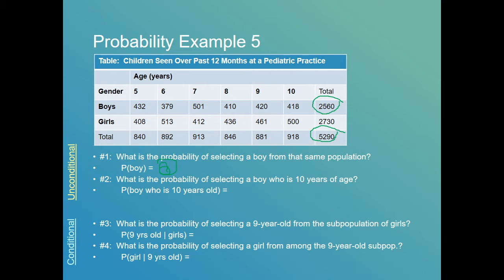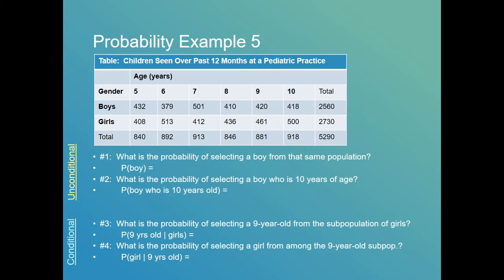Number 2, what's the probability of selecting a boy who is 10 years of age? So here we have a little bit of a limitation placed on what we're looking at. So that limits us from 2560 down to 418 out of the total sample, so 5290. So if we divide 418 by 5290, we would get this value for number 2. And again, I'm never going to ask you to do this when you wouldn't have access to a calculator. You would always have access to a calculator for types of questions like this, especially in your homeworks, you have take home, so you have all of the resources available to you.